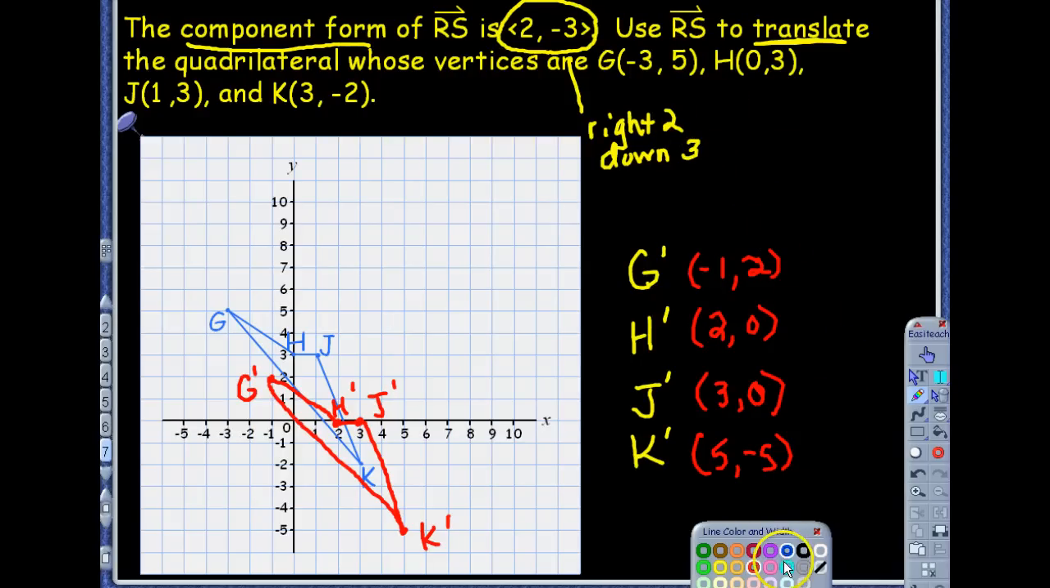Now, you mentioned that there's another way we could do it without graphing. And just like we did with coordinate notation, where we're just adding and subtracting to our x and y values, we could do the exact same thing here. So what would I have to do to every x value? Because it's a positive 2, I'm adding 2. So if I add 2, there's where I'm getting that -1. And what am I doing to the y? Subtracting 3 because it's a -3, so there's where I'm getting the +2. And you do that for each of them, add 2, subtract 3. You're going to end up with those same coordinates.